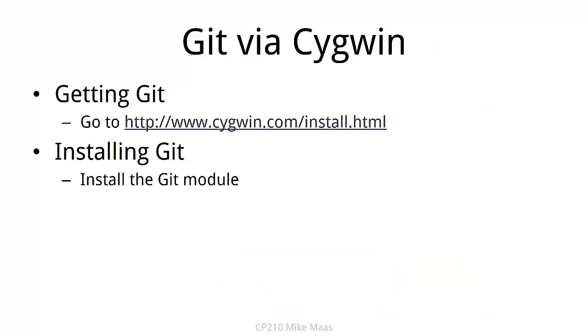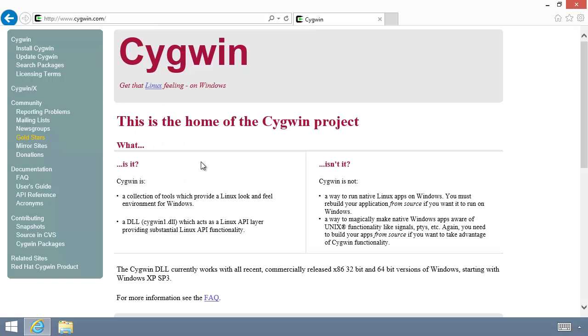All right, a second popular way to install Git is actually through Cygwin. Cygwin's a series of Linux-like tools for Windows. So if you've used Linux environments and want to have things like ls or other Linux commands, this is definitely for you. So we go to cygwin.com, C-Y-G-W-I-N, and it's that Linux feeling on Windows. And all we need to do is go up to the install Cygwin link here.